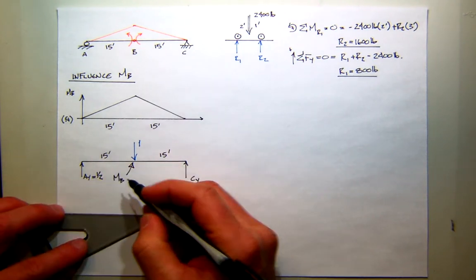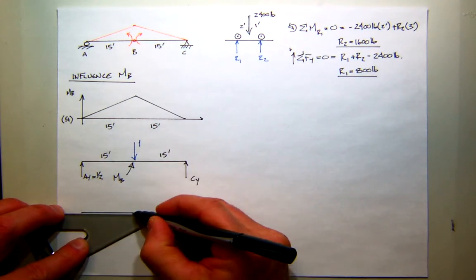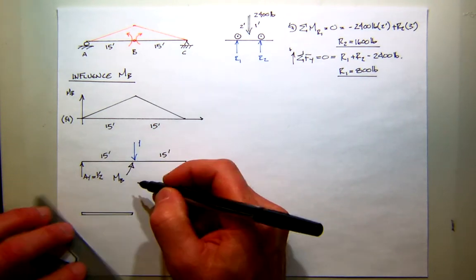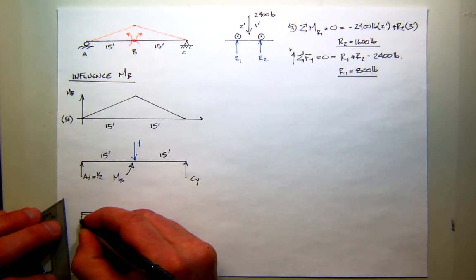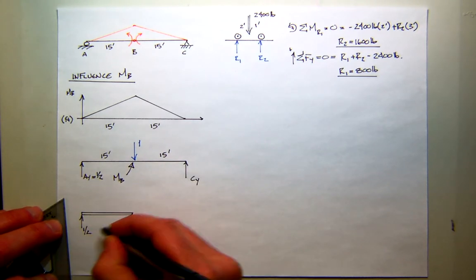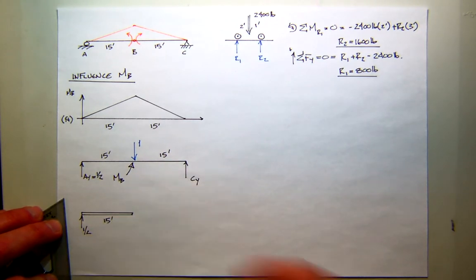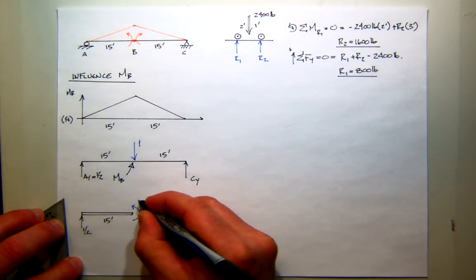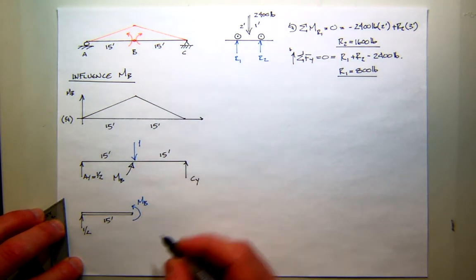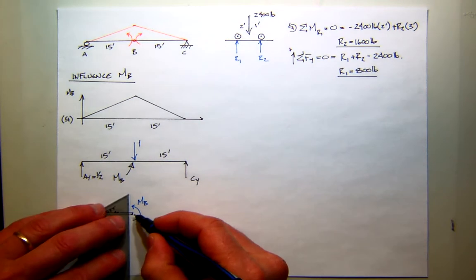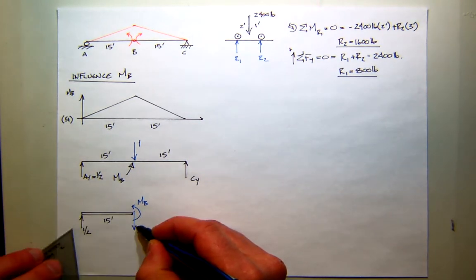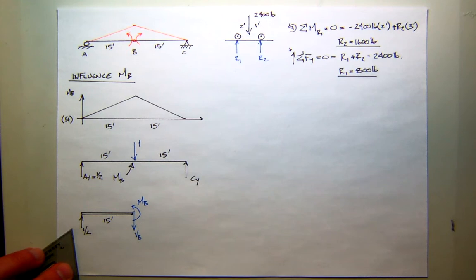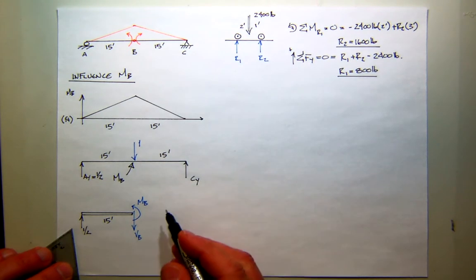Now I can cut the structure just to the left of this load and apply my 1/2. At 15 feet away, what do I have? I have the internal moment that I'm looking for, the moment at B. Just to remind you, you would still also have a shear, but we're not looking for shear. We're just looking for moment. So how can I find the moment?